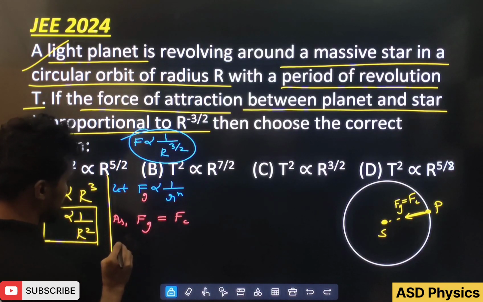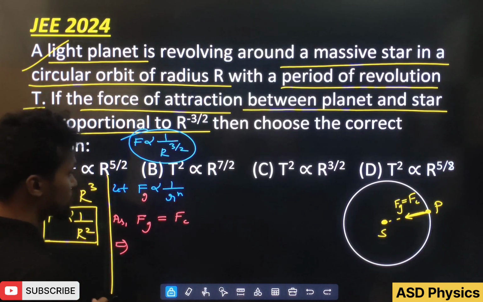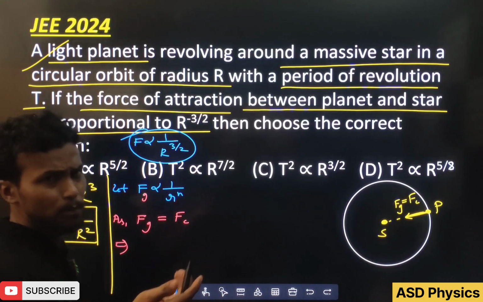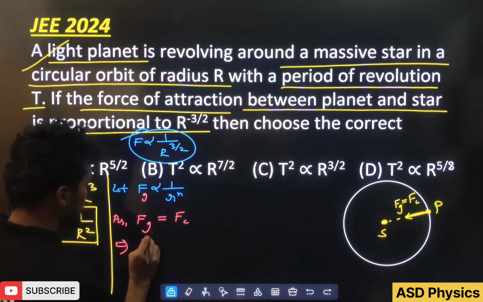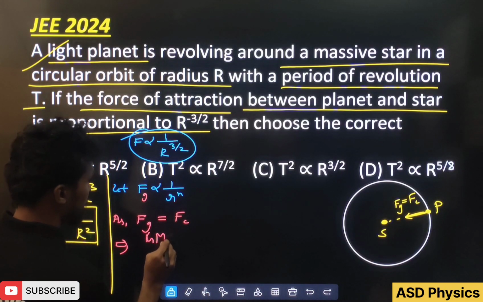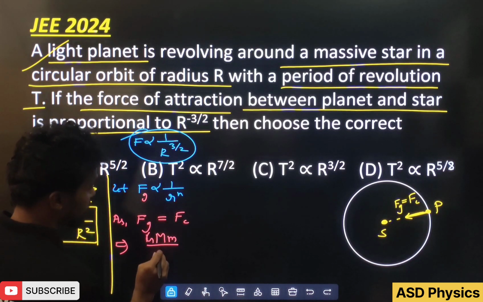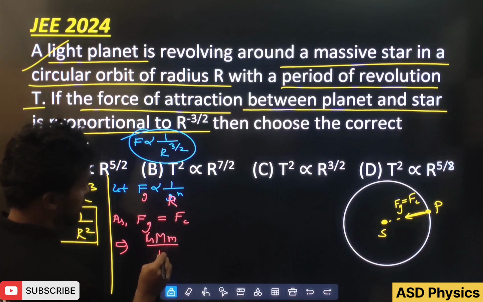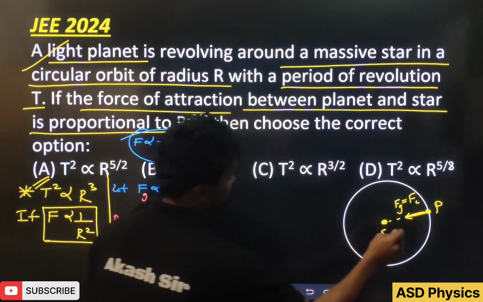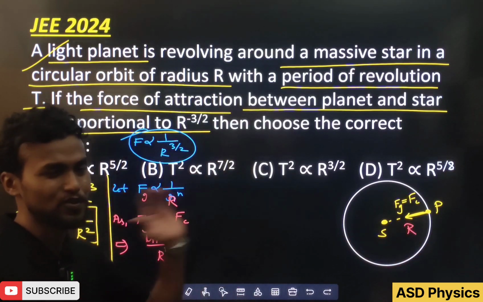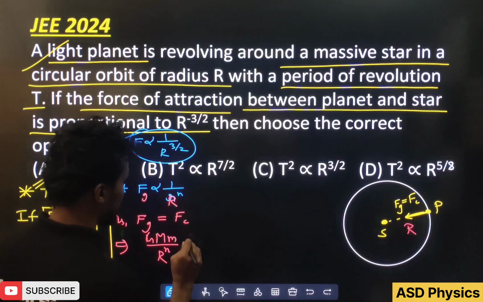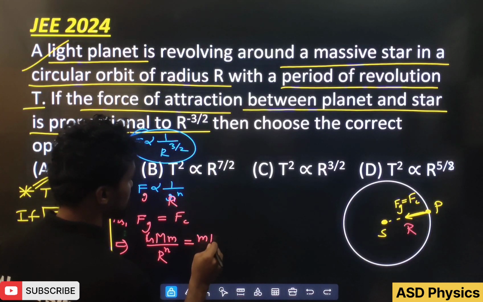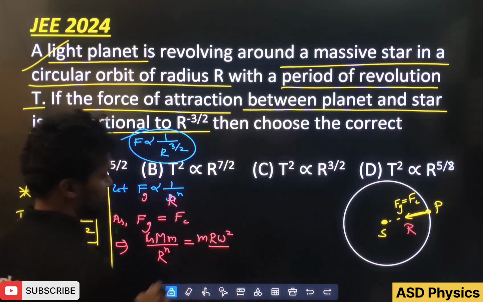Now this is a gravitational force. The gravitational force formula you know very well: G M m by r square. But here I will write G M m by r to the power n. Capital R is given, so let's take capital R, no problem. R to the power n, and this orbital radius is also capital R according to the question. R to the power n is equal to the centripetal force formula, m r omega square.